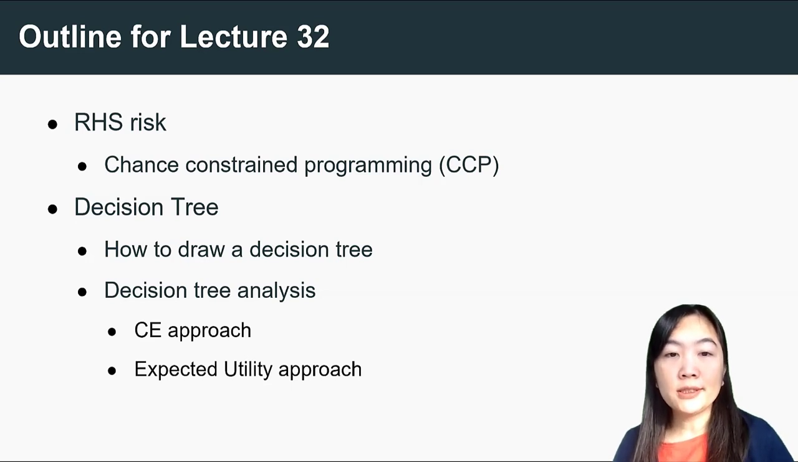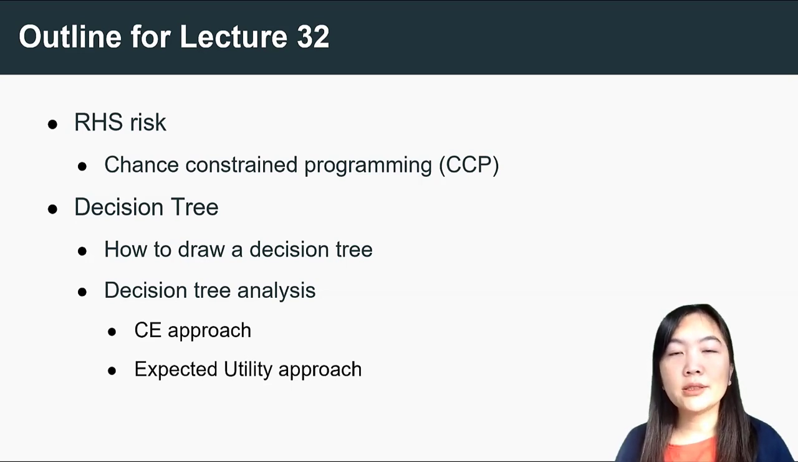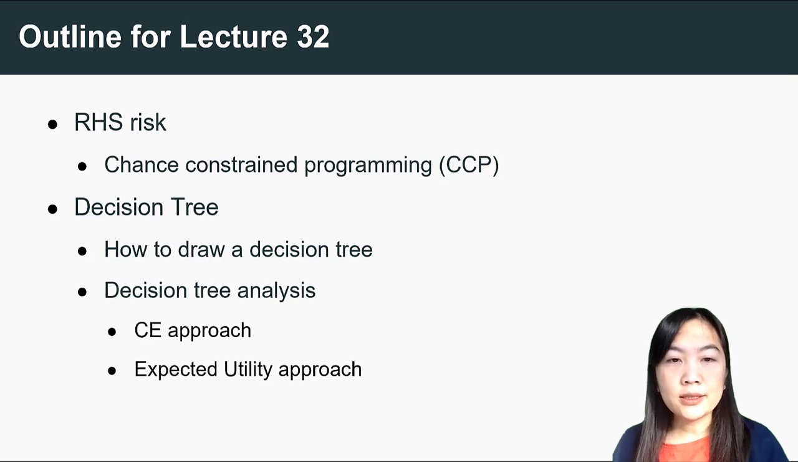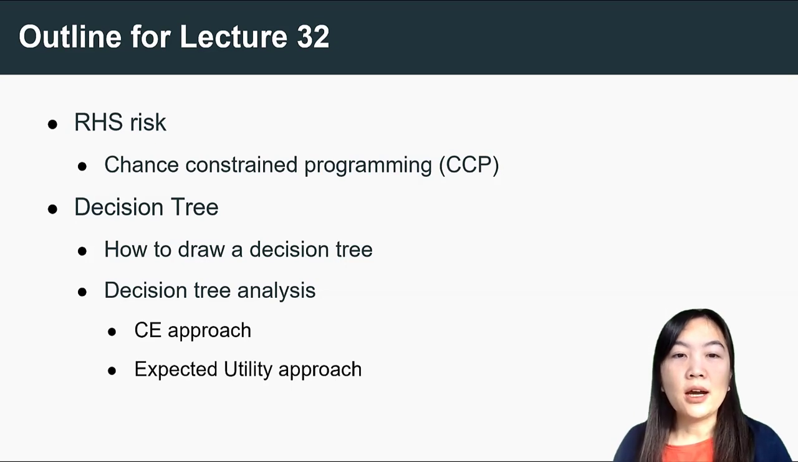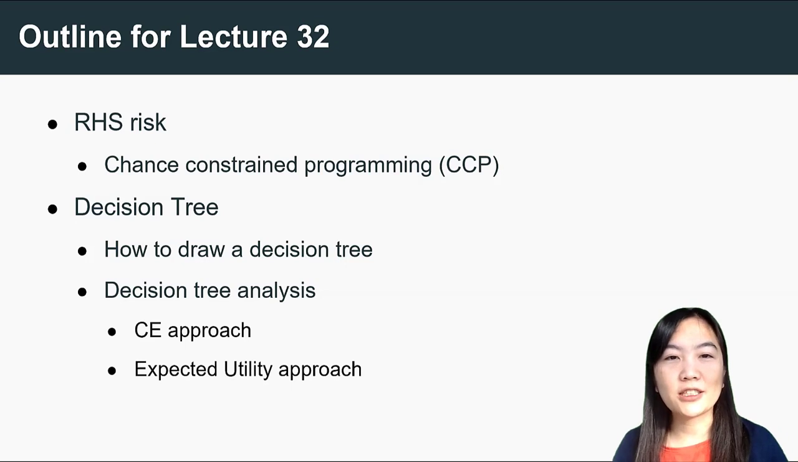There's two approaches that you can use to do a decision tree analysis. Here I listed the CE approach and the expected utility approach. CE is certainty equivalent, and expected utility is also linked to CE. And I hope those two concepts are not new to you, because we did spend quite some time covering what expected utility is and what CE is in previous lectures.